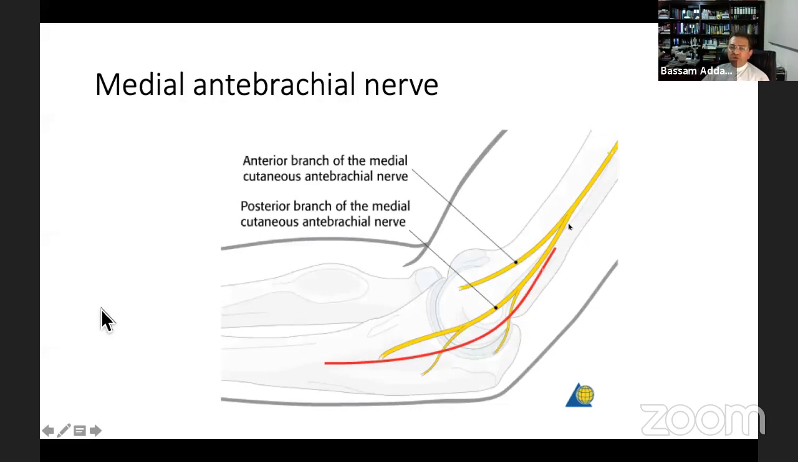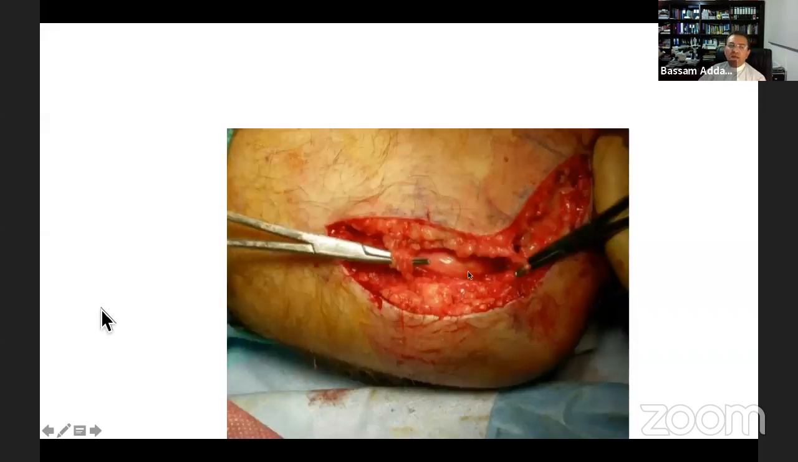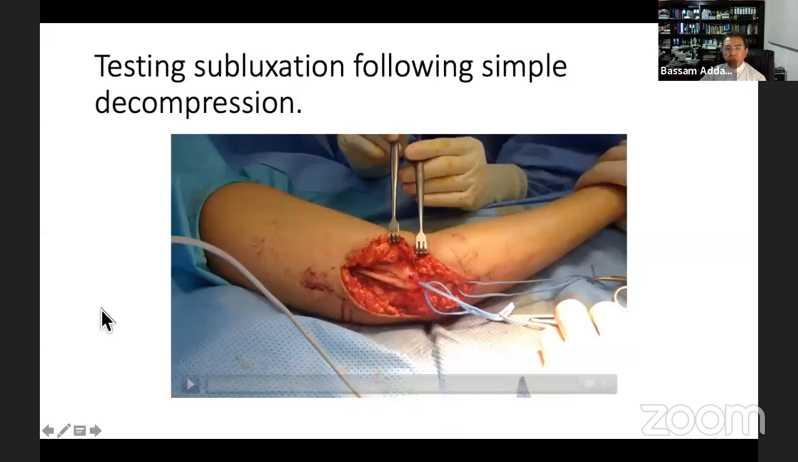When we decompress, whether simple decompression or transposition, it's very important to remember to save these branches. These branches are the posterior division of the medial antebrachial nerve, which has an anterior division that usually is away from you, and a posterior division. And these nerves are always in front of you during the decompression. Luckily, they are deeper to the fat. They are closer to the fascia and the nerve than the fat. So you have a good space to maneuver.